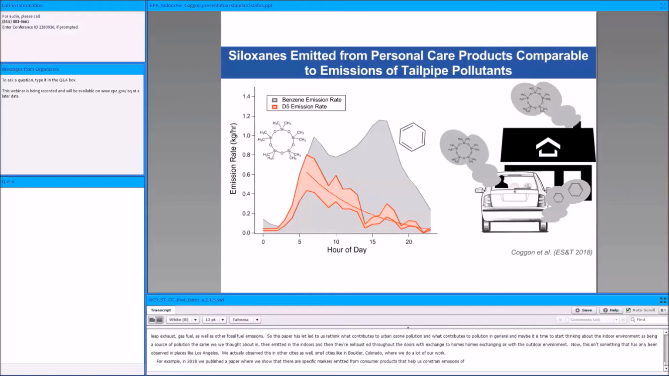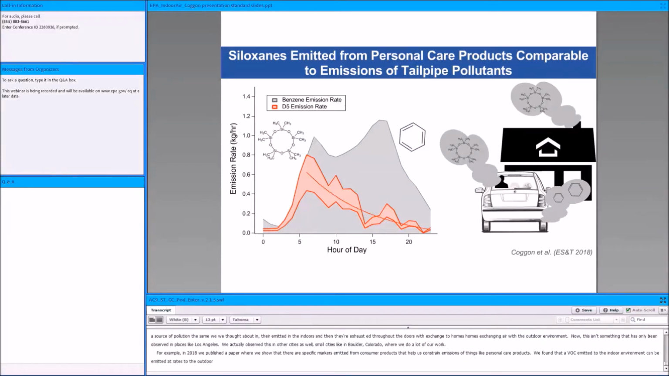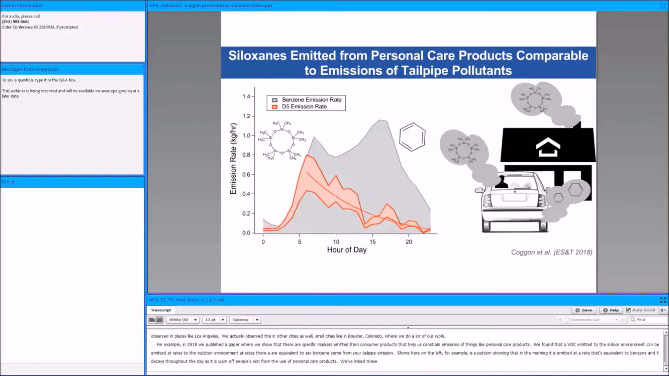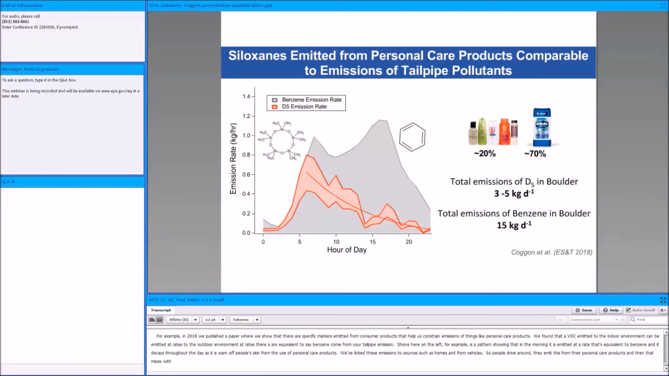We found that D5-siloxane, which is a major VOC emitted to the indoor environment, can be emitted to the outdoor environment at rates that are equivalent to, say, benzene coming from your tailpipe emission. Shown here on the left, for example, is a diurnal pattern showing that in the morning, D5-siloxane is emitted at a rate that's equivalent to benzene, and it decays throughout the day as it's worn off people's skin from the use of personal care products. We've linked these emissions to sources such as homes and from vehicles. So as people drive around, they emit D5-siloxane from their personal care products, and then that mixes with the urban air along with benzene.